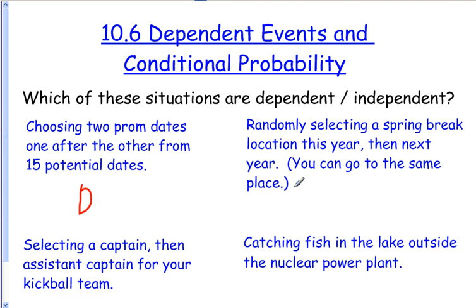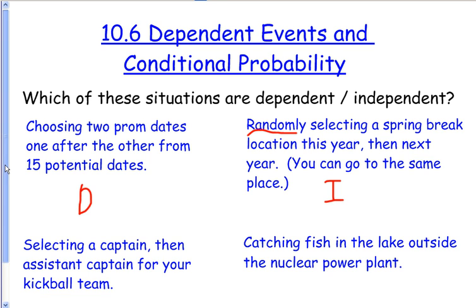Alright, let's go over to this one. Randomly selecting a spring break location this year and then another one next year. And you could go to the same place. So I'm randomly selecting a spring break location. So I'm just going to randomly pick Cancun. And the next year, I'm going to randomly pick, and it doesn't matter. Because the next year, I could go back to Cancun or I could go to Lutsen or something like that. So this would be an independent event, because the first selection has no bearing on the second selection.